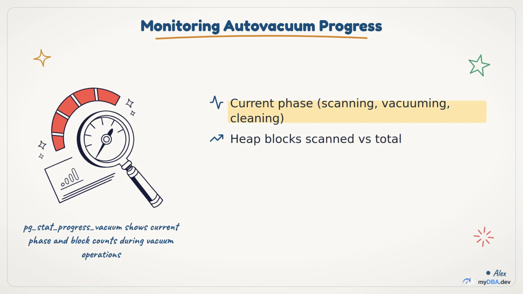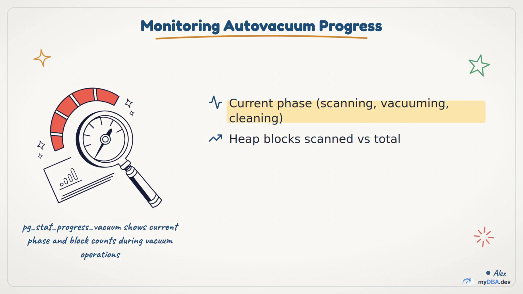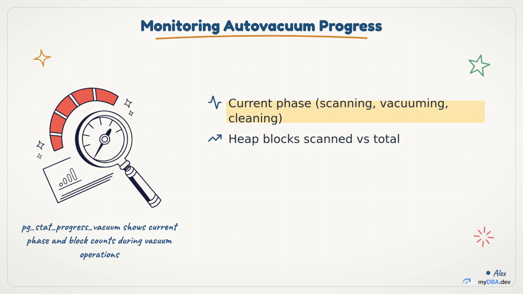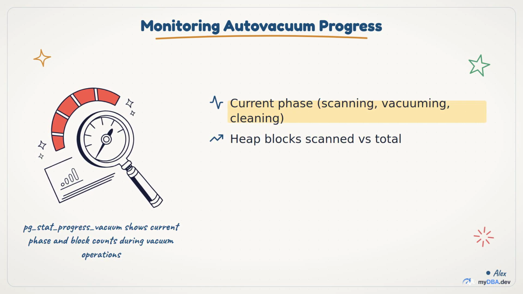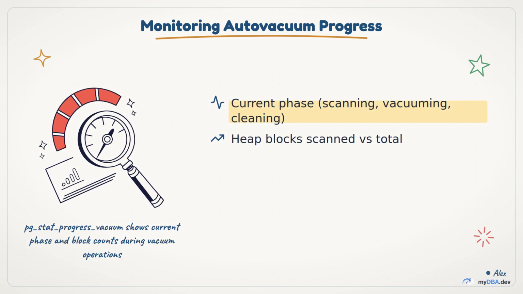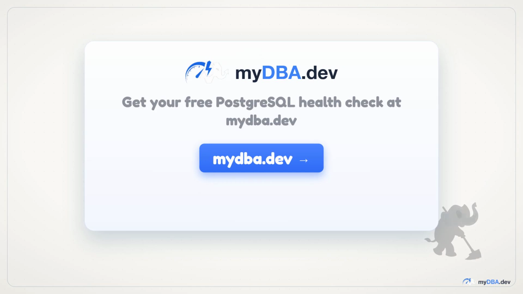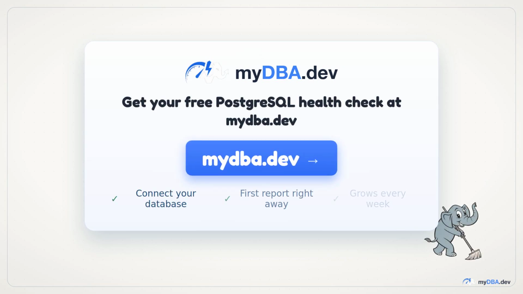Yep. It's super useful for confirming your tuning worked. After you raise the cost limit or lower the scale factor, check pg_stat_progress_vacuum and you should see it moving through tables faster. So that's why Autovacuum falls behind. Cost throttles, worker bottlenecks, scale factors that don't match your workload, and blockers like long transactions.